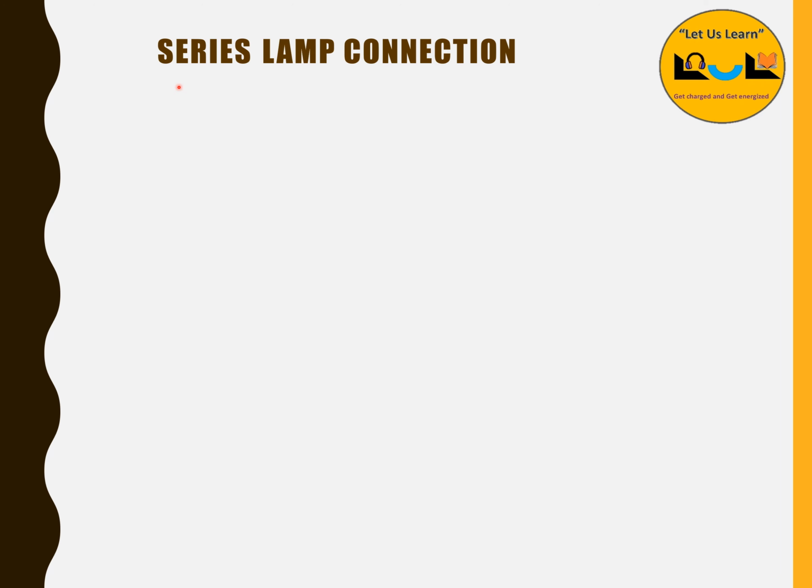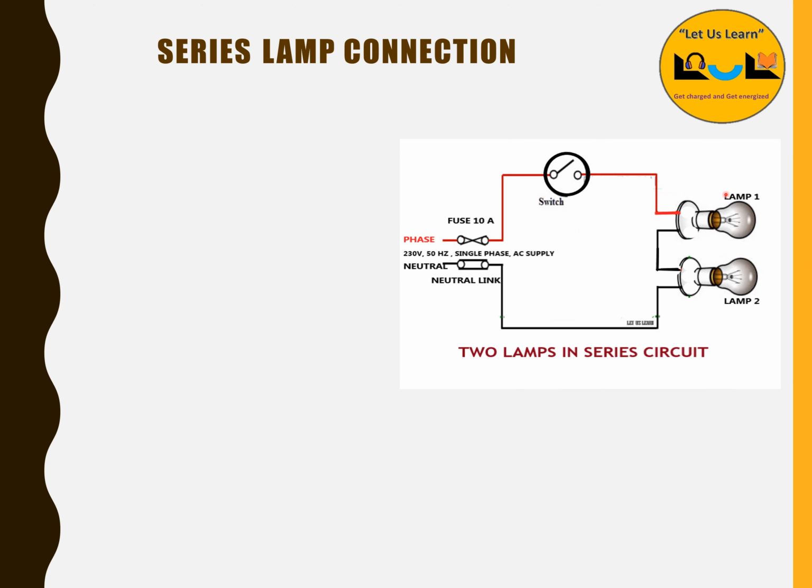Now we are going to discuss the series lamp connection. Here we are using two lamps named L1 and L2. Both are connected back to back. Since it is a series lamp connection, from the phase we give the supply to the fuse. The fuse is the current limiting device which allows only the rated current. Here the rated current is 10 amps, so it will allow a maximum of 10 amps, and then it will give supply to the switch. Whenever the switch is on, it gives supply to the two lamps which are connected in series. This fashion is called a series connection.